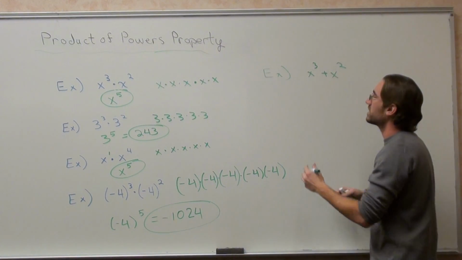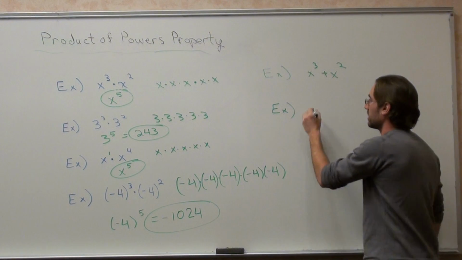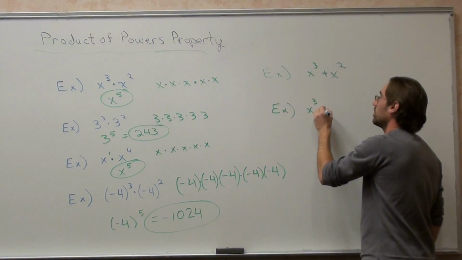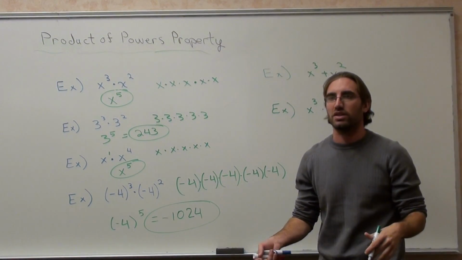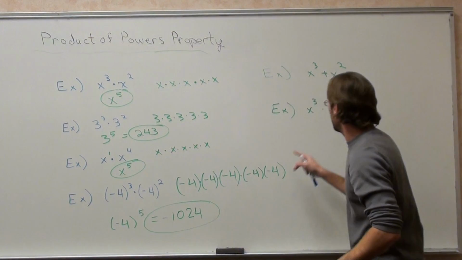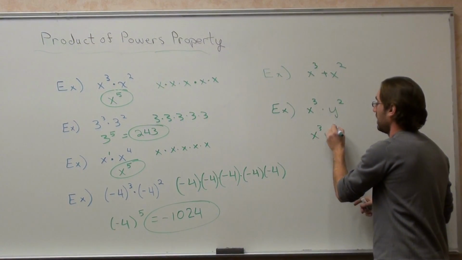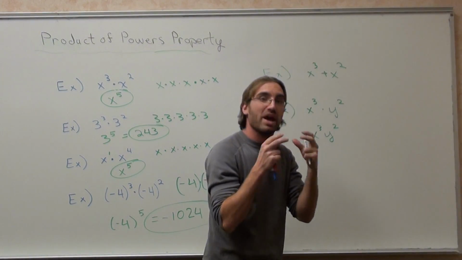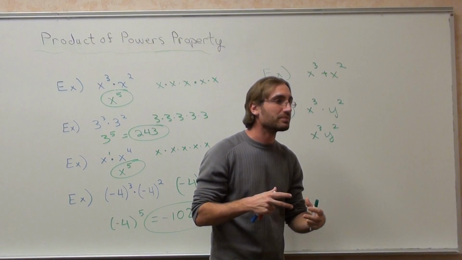Another example students might get confused by is they say, okay, what about if it's like this? x to the third times y to the second. That's xy to the fifth. No, it's not. The bases have to be the same when you're multiplying. You can't do anything with this. Well, technically you can just make it x to the third, y to the second. But the bases have to be the same. x and y aren't the same base. They have to be the same.